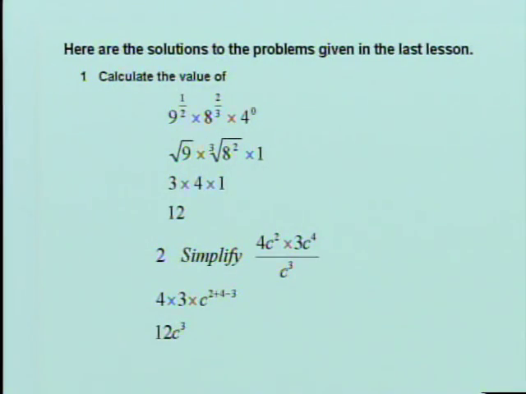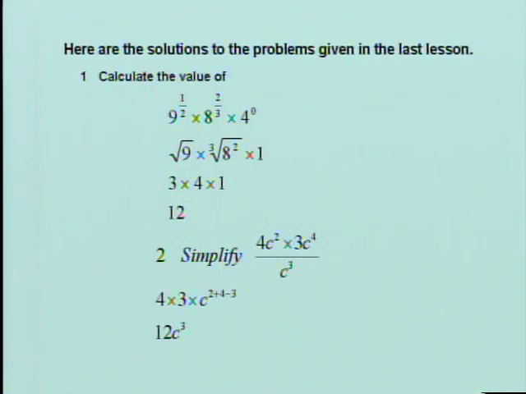Here are the solutions to the problems given in the last lesson. You're asked to calculate the value of 9 to the half times 8 to the 2/3 times 4 to the 0 power. 9 to the half can be expressed as the square root of 9, times the cube root of 8 squared, times, as I mentioned, 4 to the 0 power is 1. The square root of 9 is 3. The cube root of 8 squared is 4, times 1, and 3 times 4 times 1 is 12.